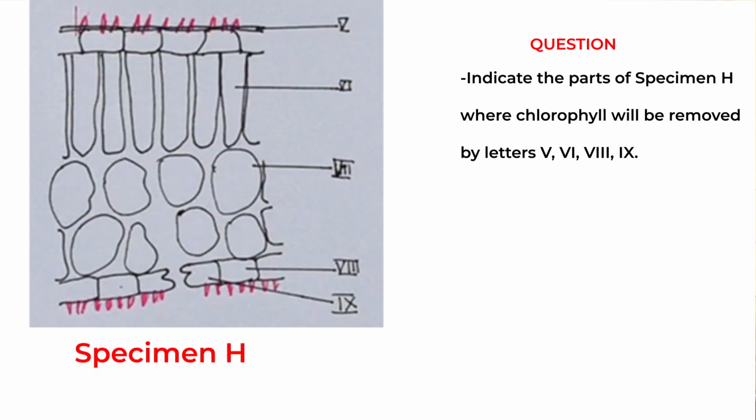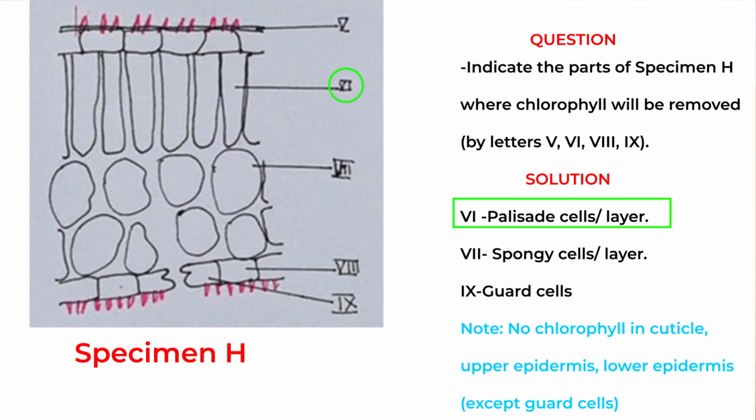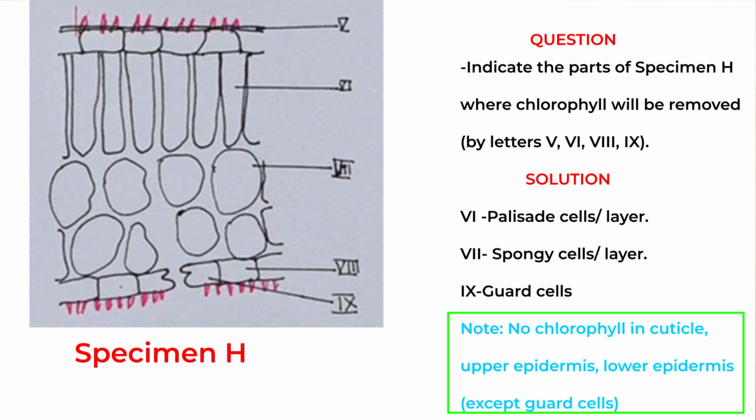Now, last question. Indicate the parts of the leaf in specimen H where chlorophyll will be removed. The answers are: there will be plenty of chlorophyll in the palisade cells. There will be a small amount of chlorophyll in the spongy cells. And there will be chlorophyll in the guard cells. There will be no chlorophyll in the lower epidermis or upper epidermis, and no chlorophyll in the cuticle. The upper and lower epidermis are transparent to allow light to pass through.